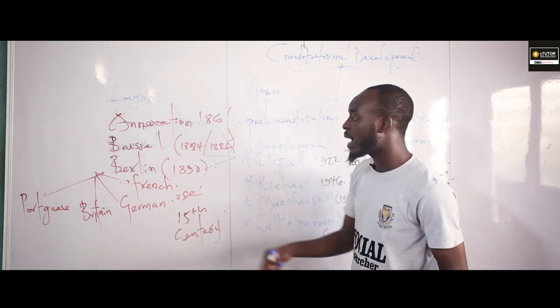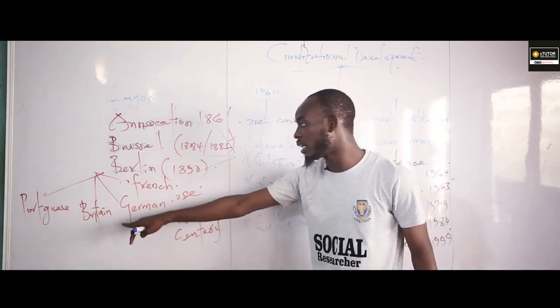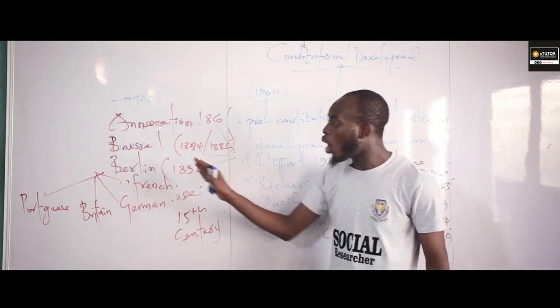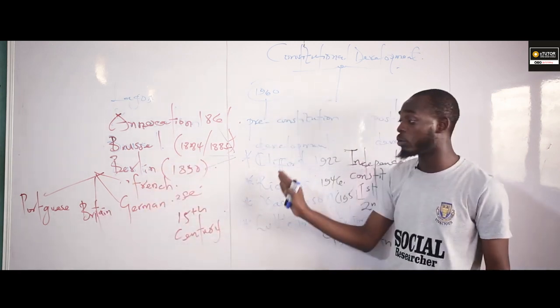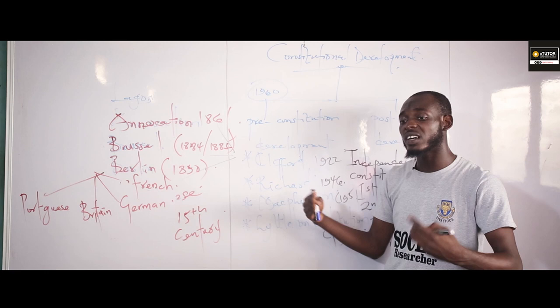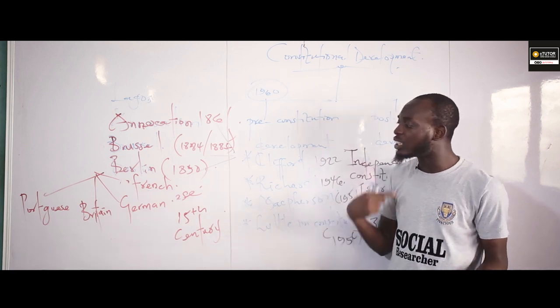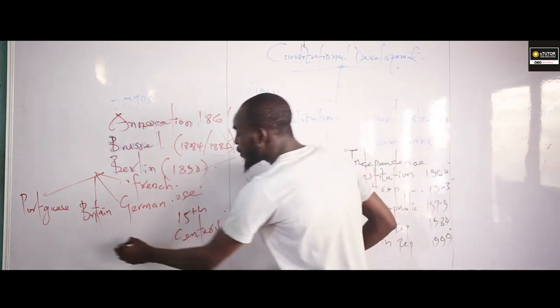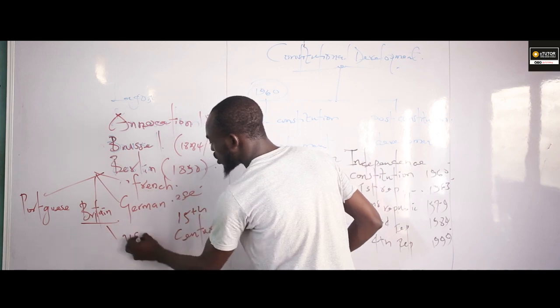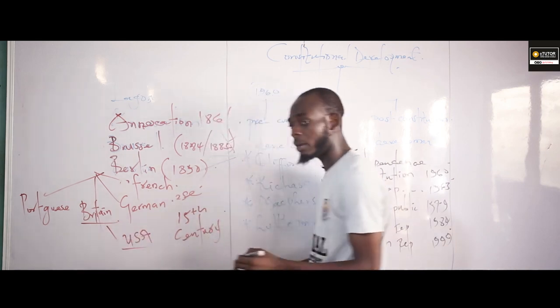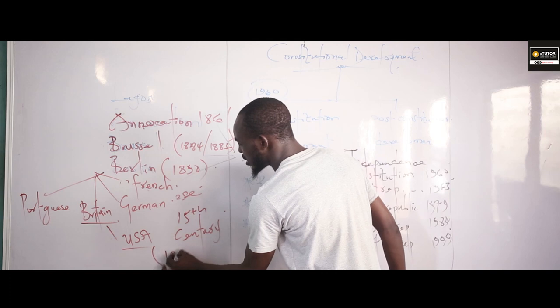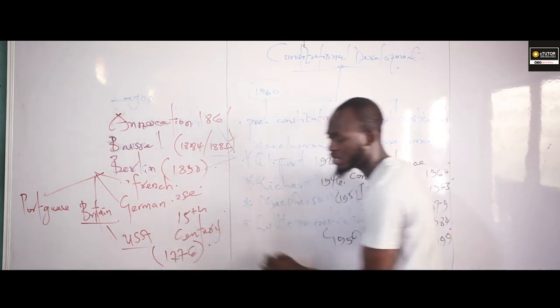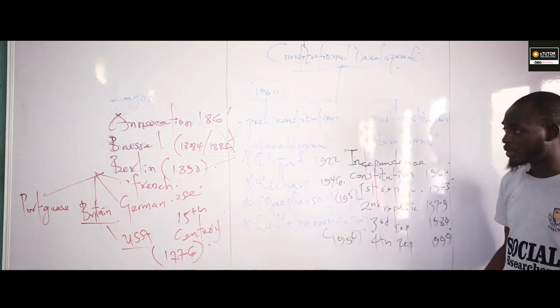Do you understand? We have the Portuguese, the British, the Germans, and the French. All these countries, we are not colonized because they serve as the what? Colonial masters. And don't forget, it is Britain that colonized the United States of America, which got its independence in 1776. Am I communicating now?